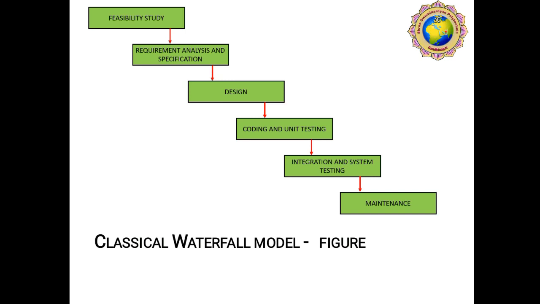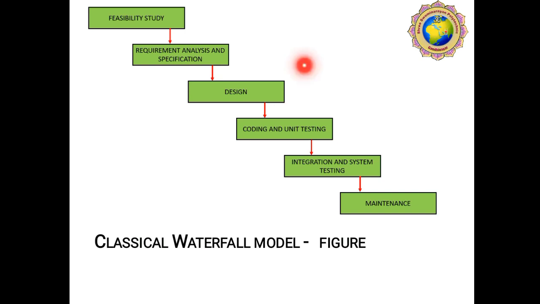Next, we are going to discuss the iterative waterfall model, then the spiral model. All these models have different figures, so you have to remember all these models with their figures in a proper way. This is the classical waterfall model figure, so you have to remember this figure. First of all, it contains a phase of feasibility study of the software. Then next, requirement analysis and specification of the software.